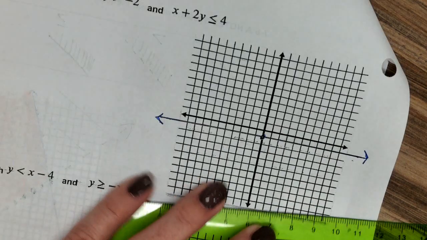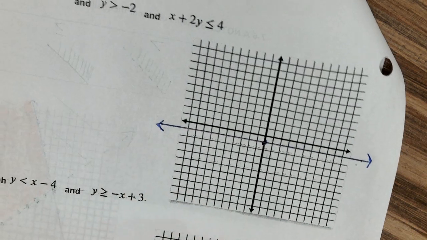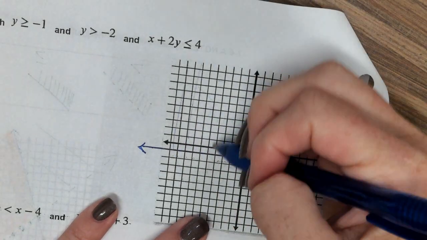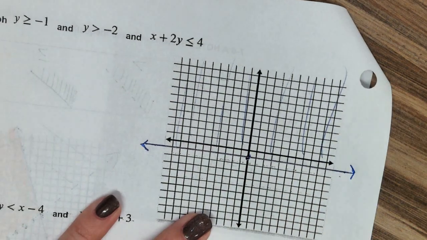It is greater than, so which way would I shade? Up. Remember, don't go crazy shading. Just have a few lines going up.